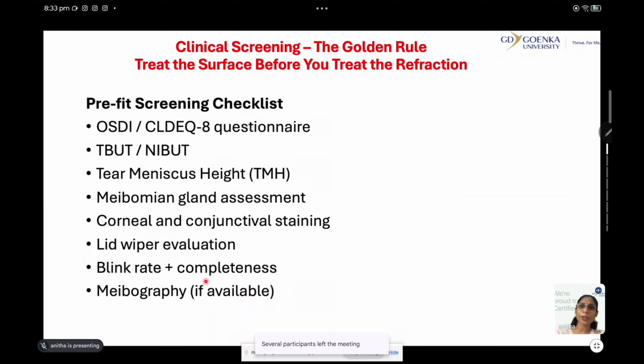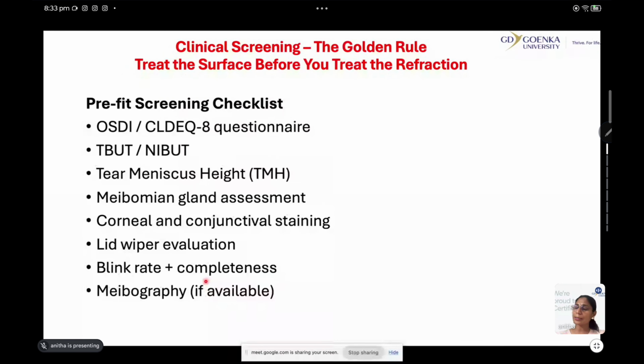They can be seated in the outpatient department waiting to enter the clinic. Before that, you can run these questionnaires, so before they reach your desk, you can have the symptomology score in front of you. Then assess the tear breakup time. That's the simplest thing that you can do. Tear meniscus height. All of these don't require any expensive gadget to be invested upon.